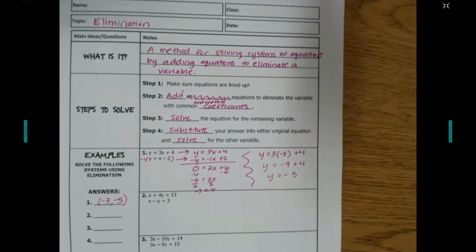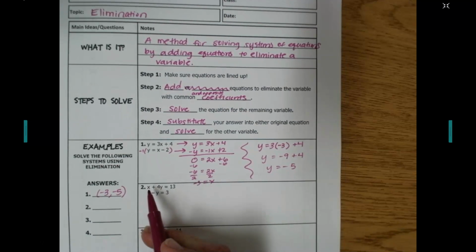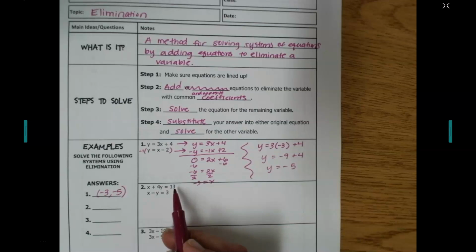All right, let's try it again. All right, so here I have x plus 4y equals 13, and I have x minus y equals 3. Now I have a choice here.